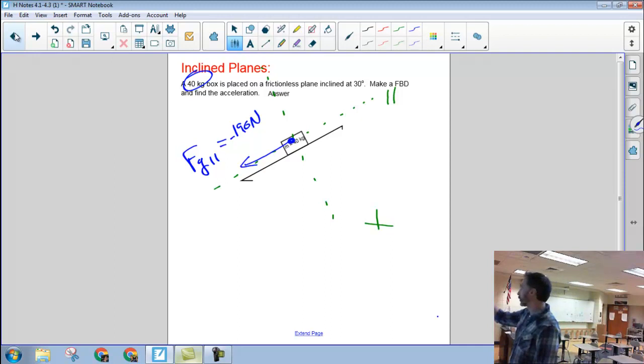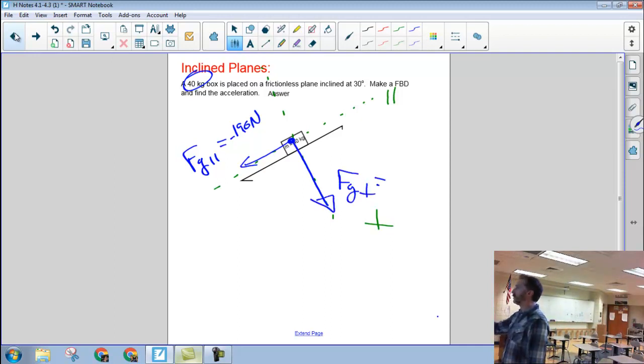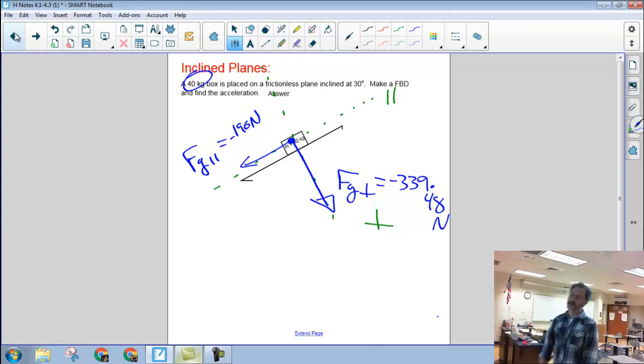All right? And then there's another component of gravity that pulls it into the ramp, FG perpendicular. We just found that, and it was negative 339.48 newtons. Okay? So that is our new step one. And this seems like a drag, but from this point forward, you're going to do it so many times, I think it's going to really become second nature to you. The time when you need to do this is when you've got a thing on an inclined plane.